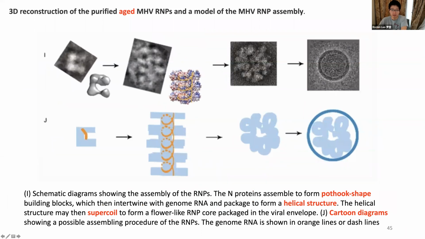Then, based on this model, the author proposed a supermolecule structure of the virus. It first forms the dimer, the pot hook structure, and then it forms the lattices structure. So it forms the helix structure, and it will be seen under the microscope as lattices. And then it supercoils into a flower shape, and then it is packaged in the virion. This is the cartoon representation of the model.